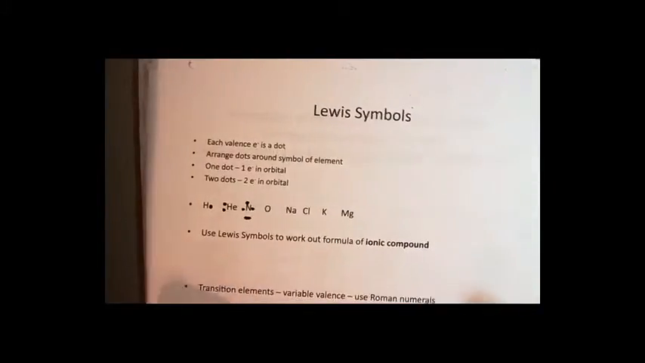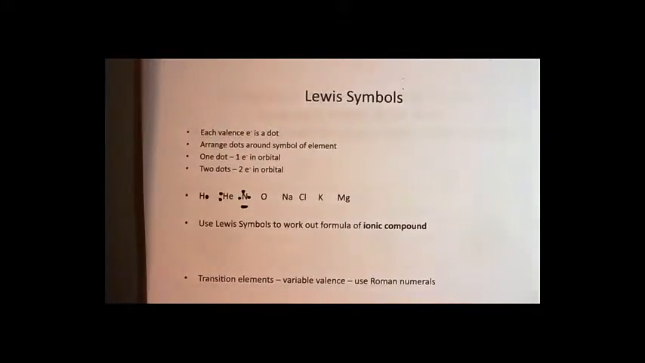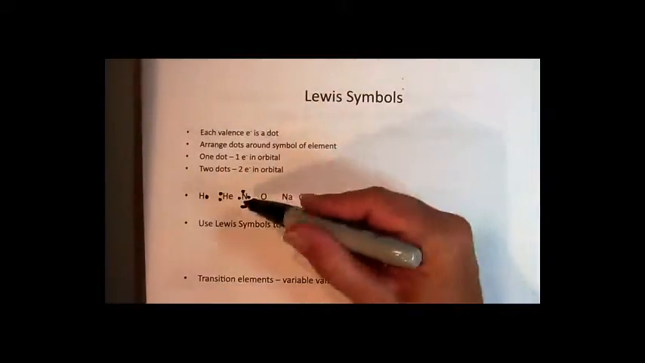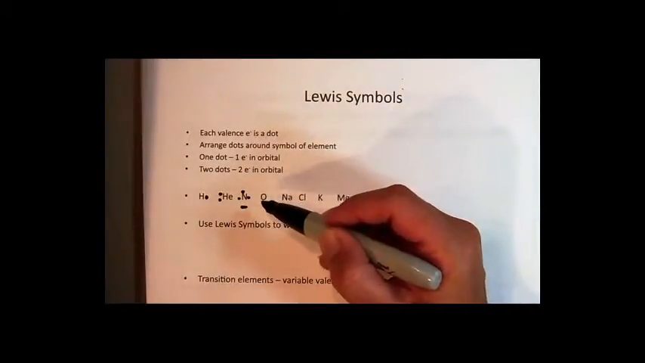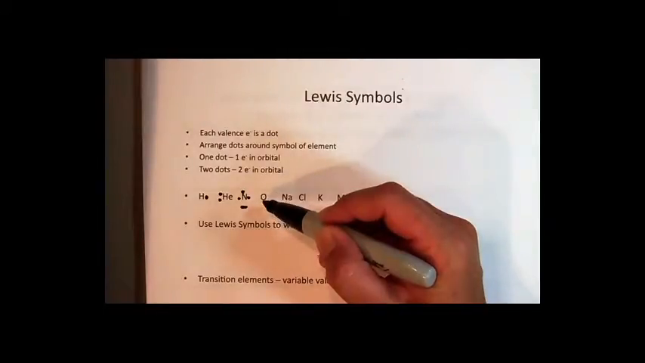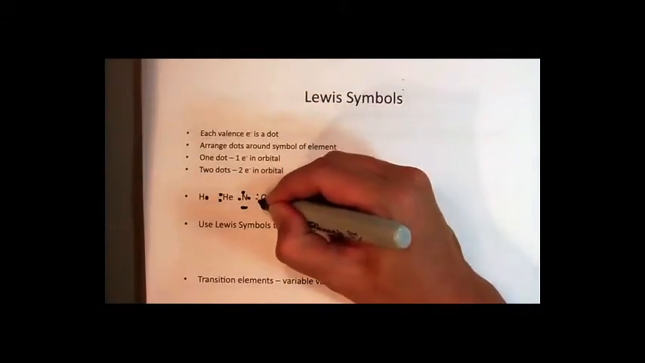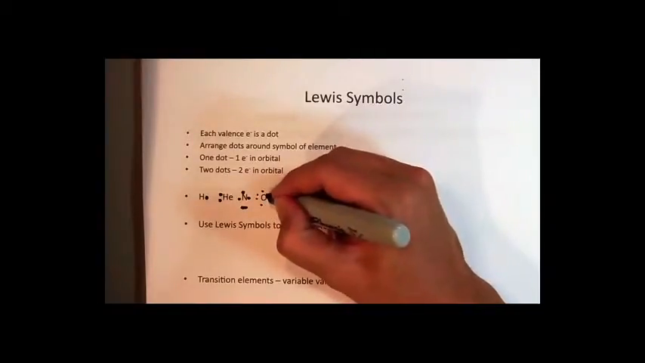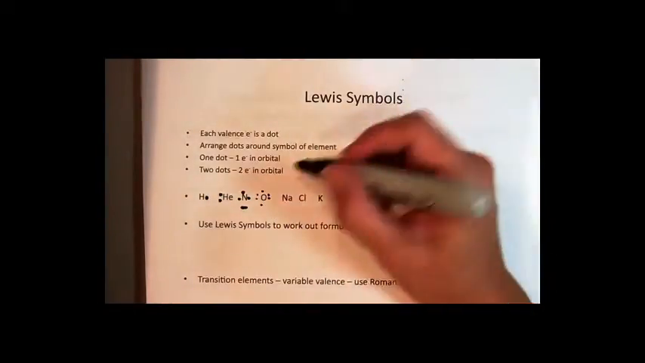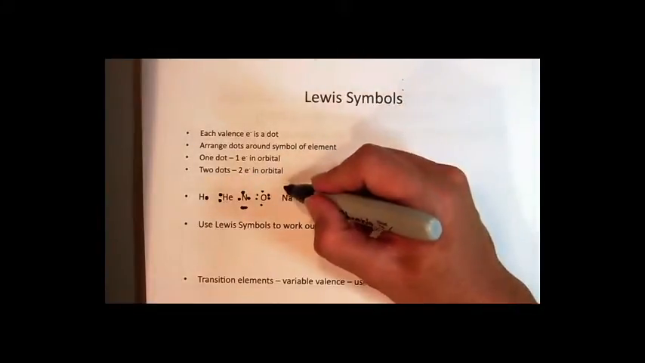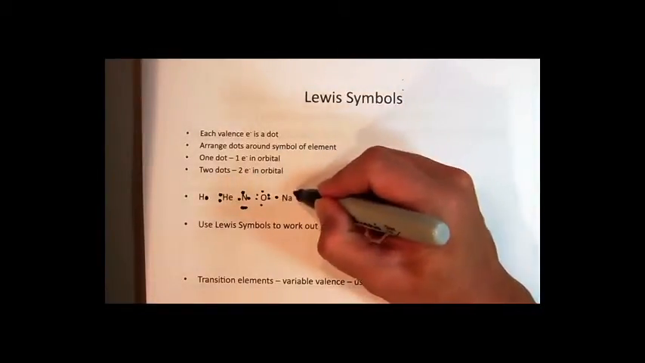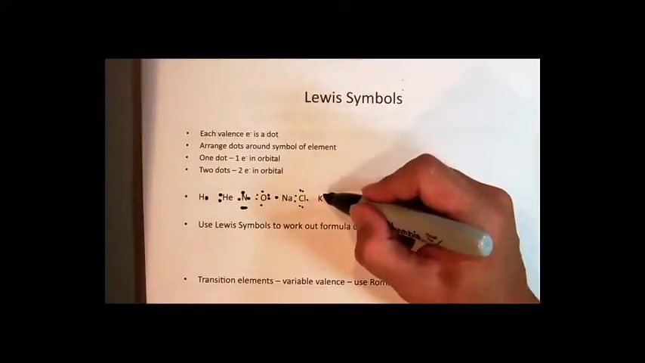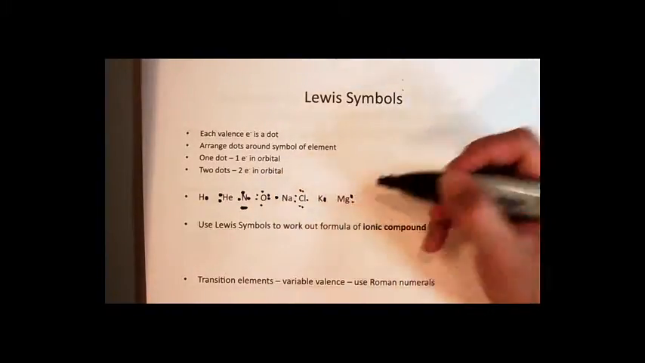All right, so to be quick about it, you can predict the Lewis structure by finding where on the periodic table the element is, and then you can say what the valence electrons are based on the group that it's in, and then you can draw a little symbol. So oxygen is in group 6. 1, 2, 3, 4, 5, 6. So it has 6 valence electrons. Sodium is in group 1, it has 1. Chlorine's in group 7, so it has 7. Potassium is in group 1, it has 1. Magnesium is in group 2, it has 2.